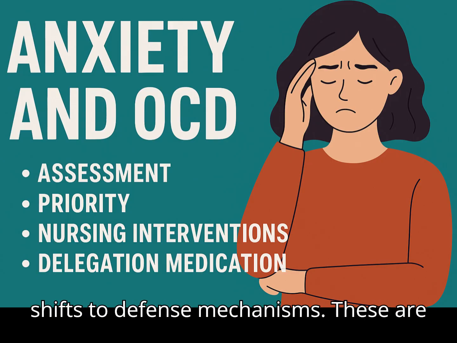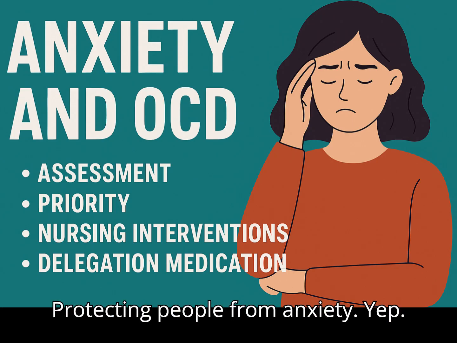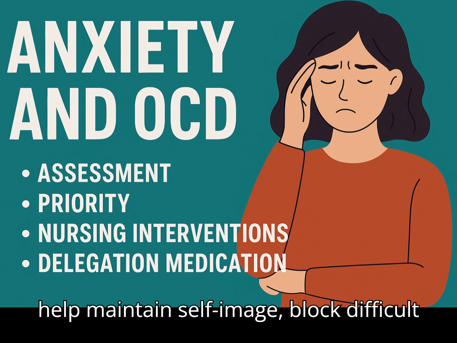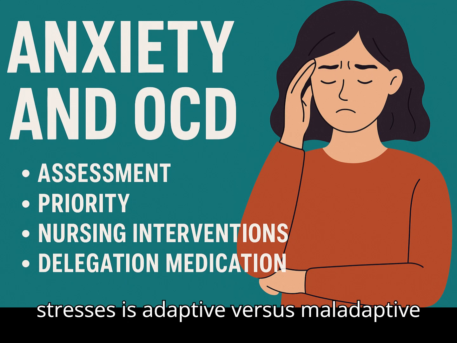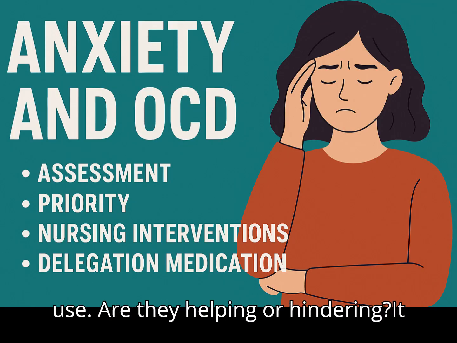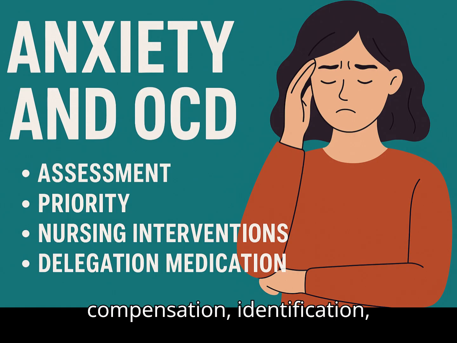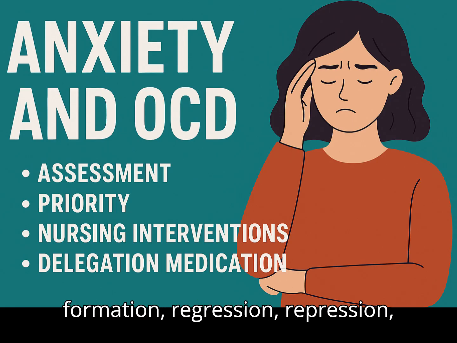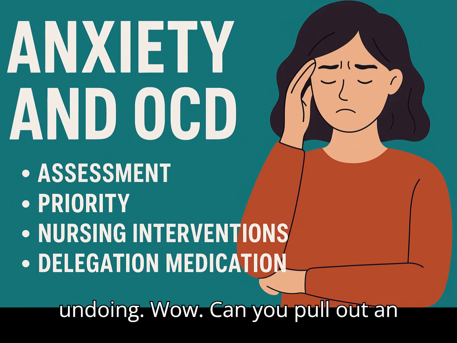Okay, then the guide shifts to defense mechanisms. These are those automatic coping things, right? Protecting people from anxiety. Yep. Automatic psychological processes. They help maintain self-image, block difficult feelings. The key thing your source stresses is adaptive versus maladaptive use. Are they helping or hindering? It lists quite a few. Altruism, compensation, identification, intellectualization, reaction formation, regression, repression, splitting, sublimation, suppression, undoing.